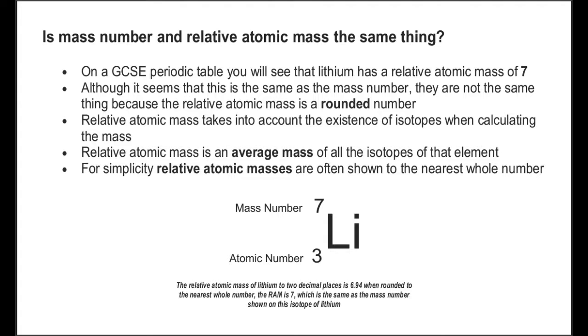Relative atomic mass is an average mass of all the isotopes of that element. For simplicity, relative atomic masses are often shown to the nearest whole number. The relative atomic mass of lithium to 2 decimal places is 6.94. When rounded to the nearest whole number, the RAM is 7, which is the same as the mass number shown on this isotope of lithium.